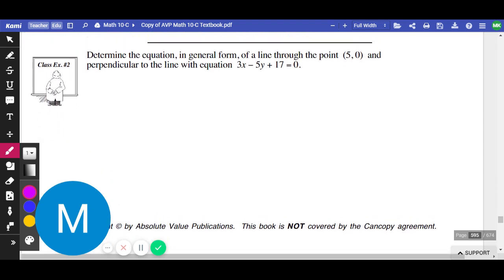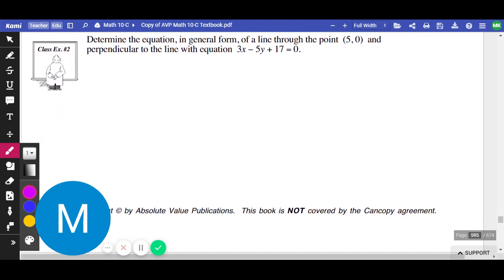This is even more challenging because you got to remember what the word perpendicular means. So the first step of these things is to read the question, try to figure out what it wants, and then come up with a strategy. It says, determine the equation in general form. So, determine the equation means create an equation in general form. I can convert to general form, right? I always create one of the other 2 forms. Of a line through the point 5, 0, and perpendicular to the line with this equation.